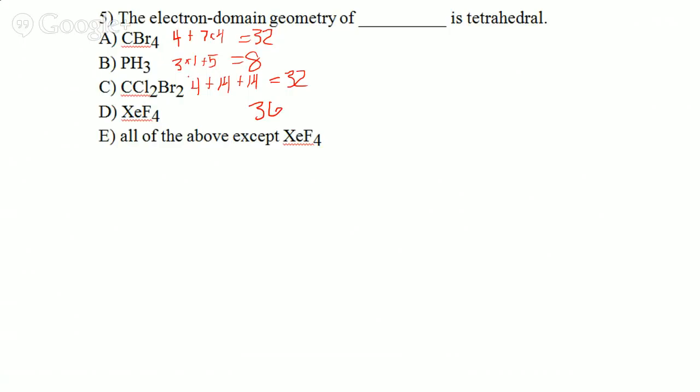So I'm going to cheat, and I'm going to show you just the one that doesn't work out to be tetrahedral, right? So PH3 is going to be like NH3. It's going to make bonds to 3 different hydrogens, and it's going to have one unshared pair of electrons that it keeps to itself. That makes the electron domain geometry tetrahedral because there's 4 domains.